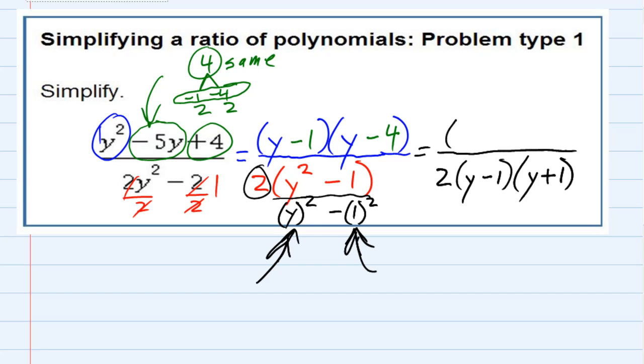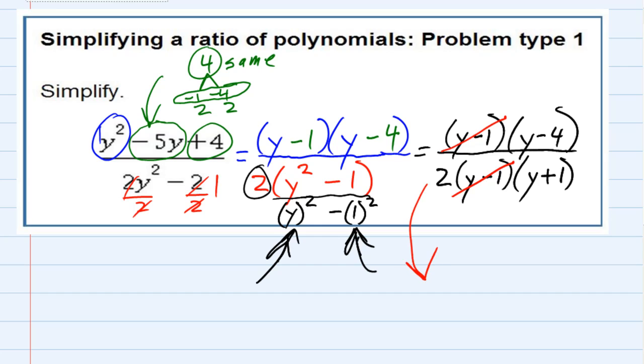I'm just going to rewrite the top, y minus 1, y minus 4. So we've got both completely factored out, and at this point we're looking for anything that will cancel. So there are some similar terms in the top and the bottom. They have to be exactly the same. The y minus 1 and the y minus 1, those two cancel. Nothing else is going on, no other similarities there that we can cancel.